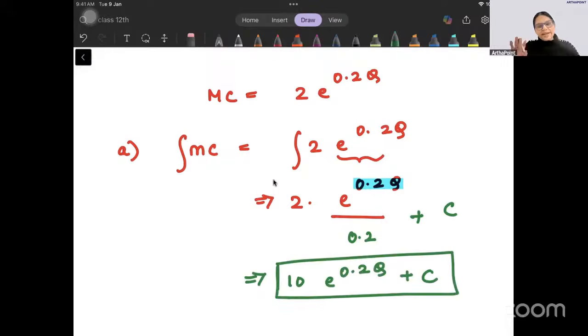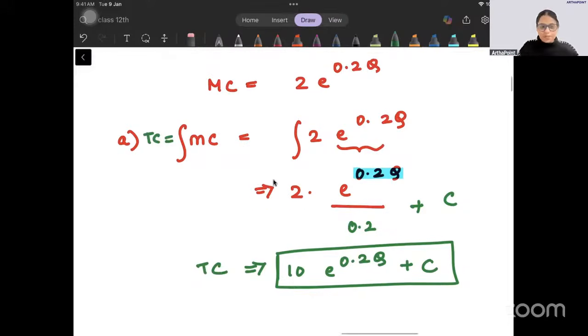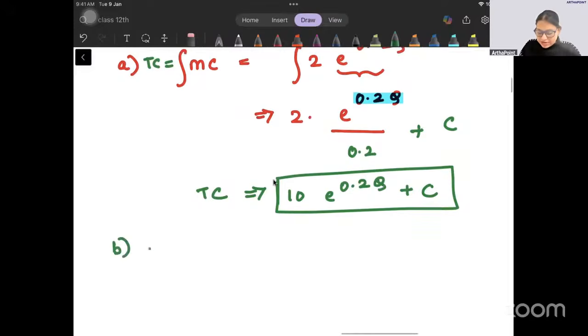To avoid any confusion, you simply understand that total cost can be found by integrating the marginal cost function. That is our step 1. Step 2, it is given that the fixed cost is, sorry, fixed cost is 75. That means when I put quantity as 0, at that time the value of my total cost should be 75.